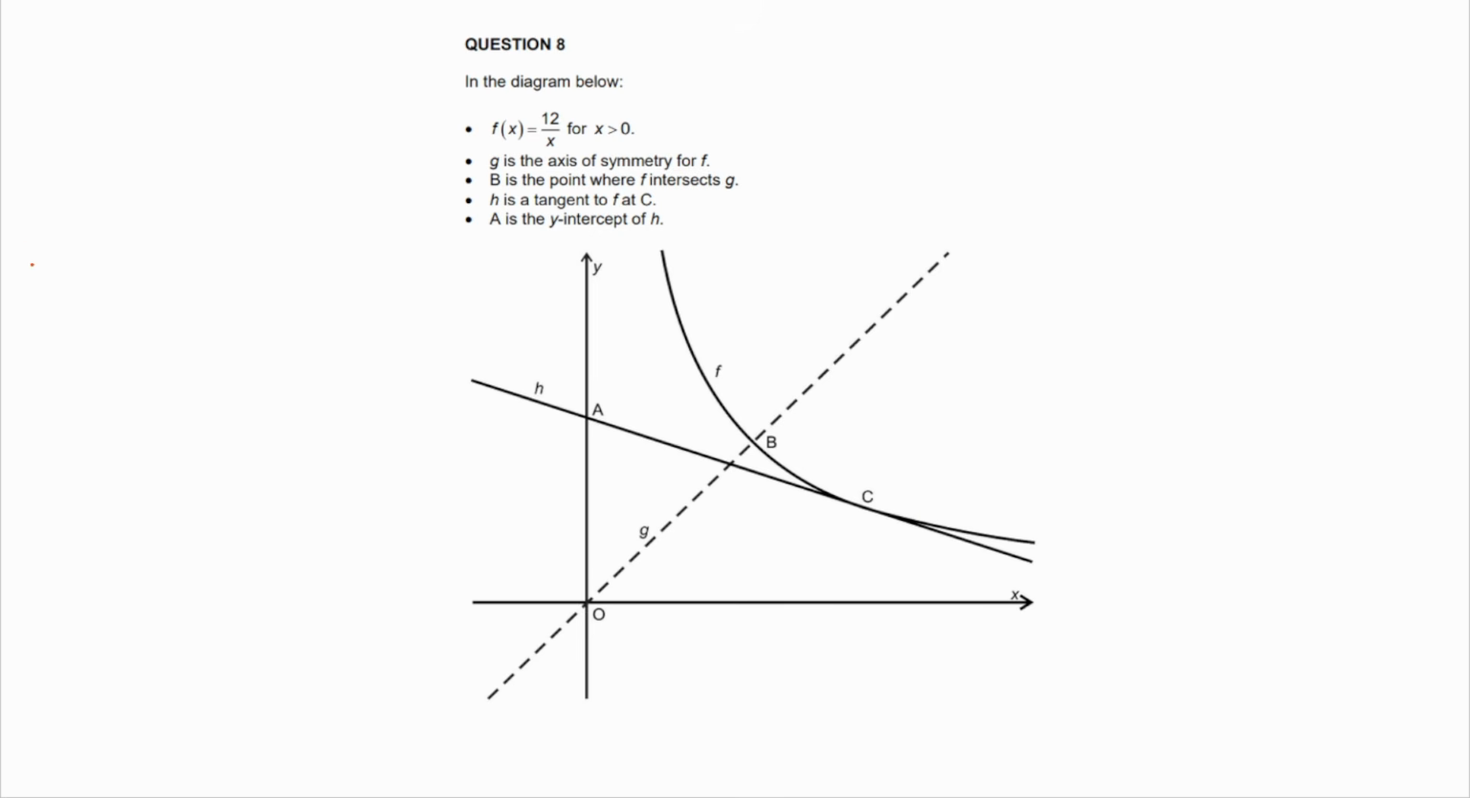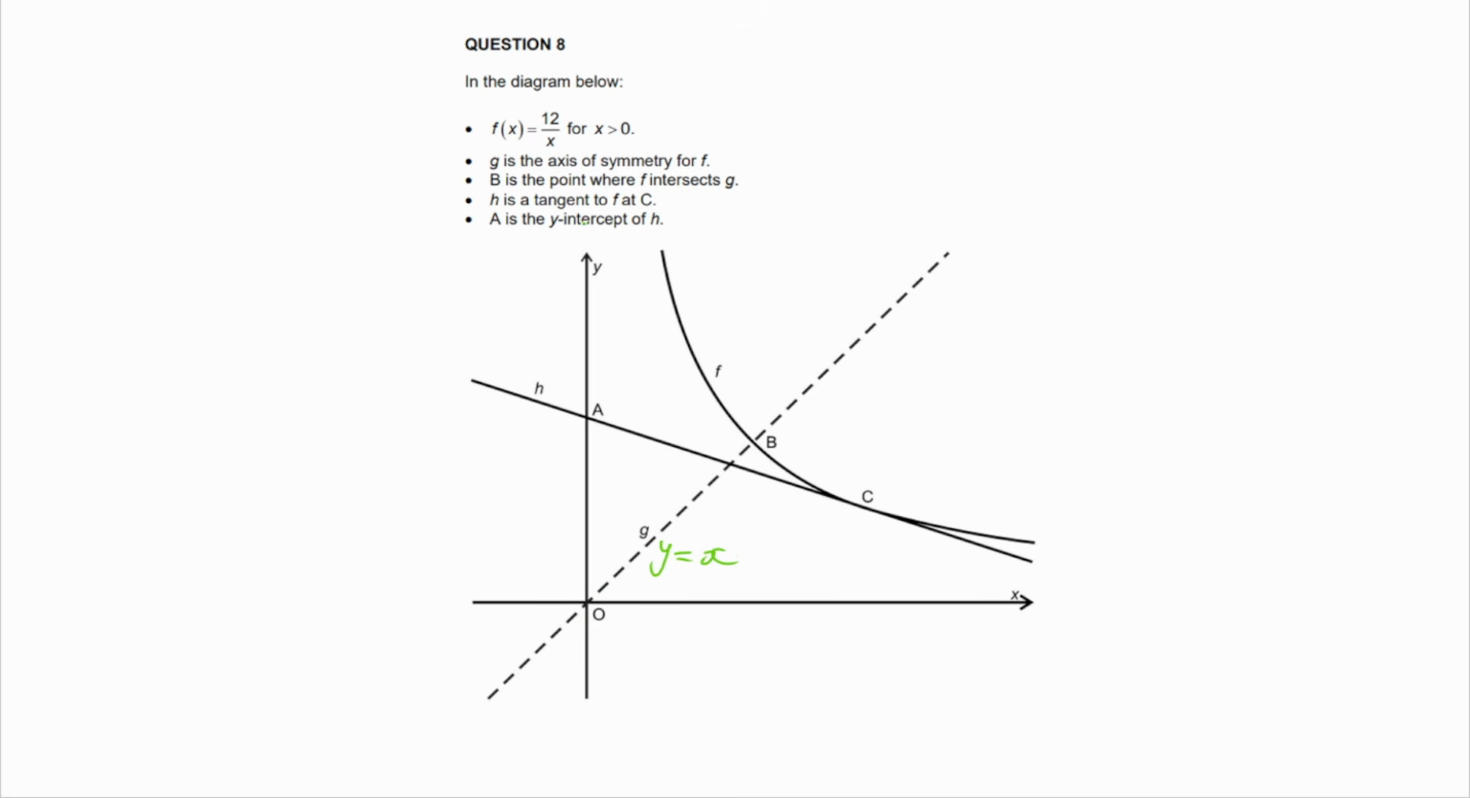Question 8. We are given a hyperbola as f(x). f(x) is 12 over x for x greater than 0. So here we have f, that's our hyperbola. And they say g is the axis of symmetry for f. So here we have g. Very important, g goes through the origin, so we know immediately the equation of g is y equals x, because its y-intercept is 0. That could be helpful.